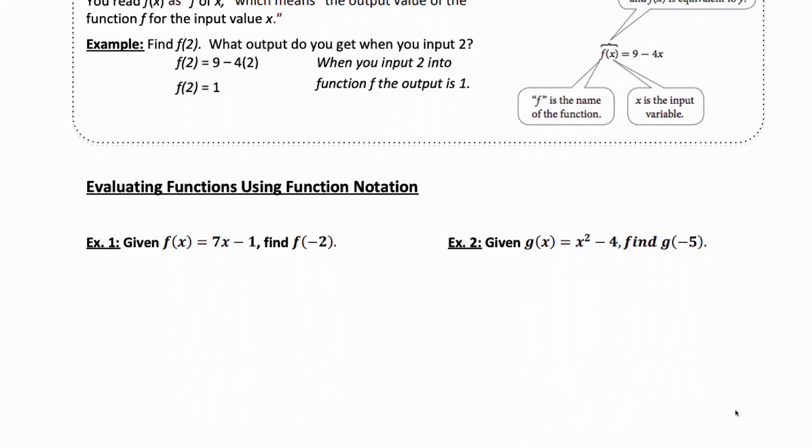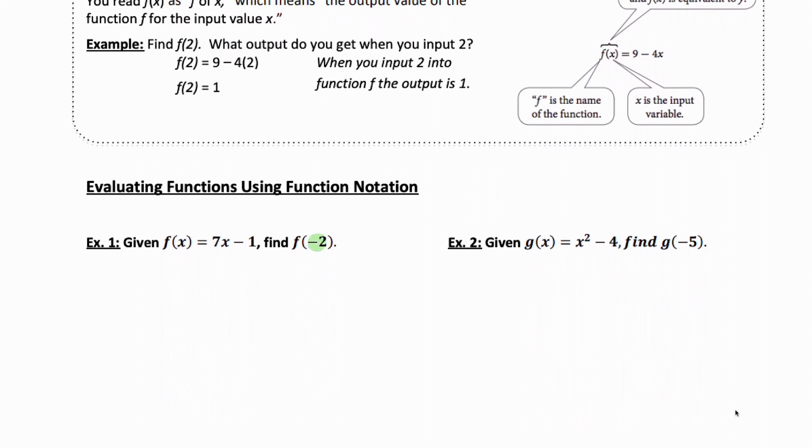It says evaluating functions using function notation. I have f of x is equal to 7x minus 1, and I want to find f of negative 2. Now remember here, it's supposed to say f of x, but where the x normally is, they're putting a negative 2. So what does that mean? That means in this case, they're telling me the x value. Let me go ahead and highlight it so you can see.